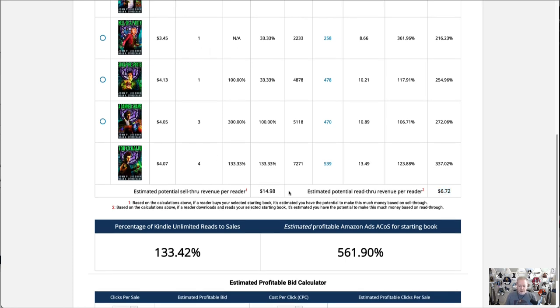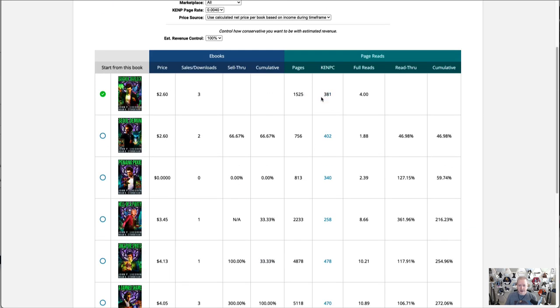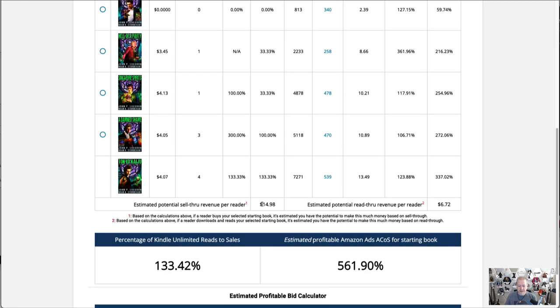Now, taking this a little bit further, we are able to say what the percentage of people is for Kindle Unlimited reads to sales. So it's basically just a calculation to determine the reads to sales up here. It's something that folks had just asked for, so they can have a quick glance to see how that's going. And then we have the profitable Amazon ACOS for starting book. Now, I'm not going to get into the full calculations for this.